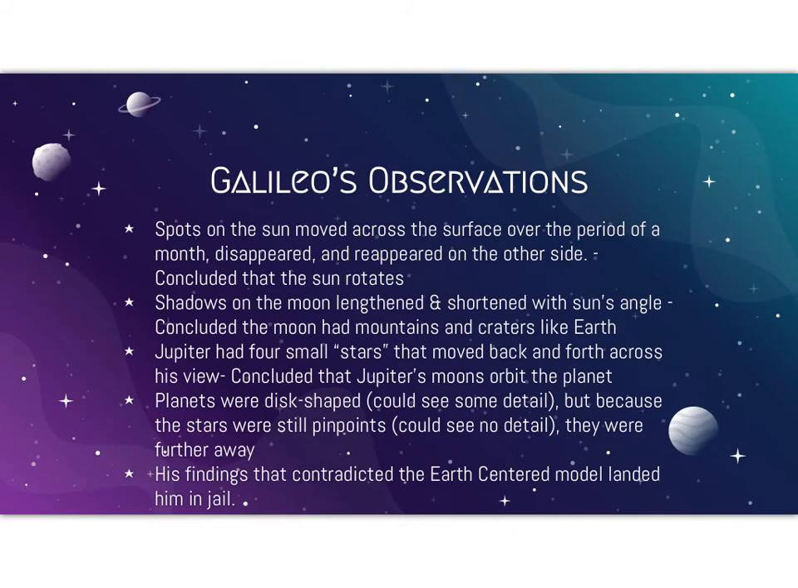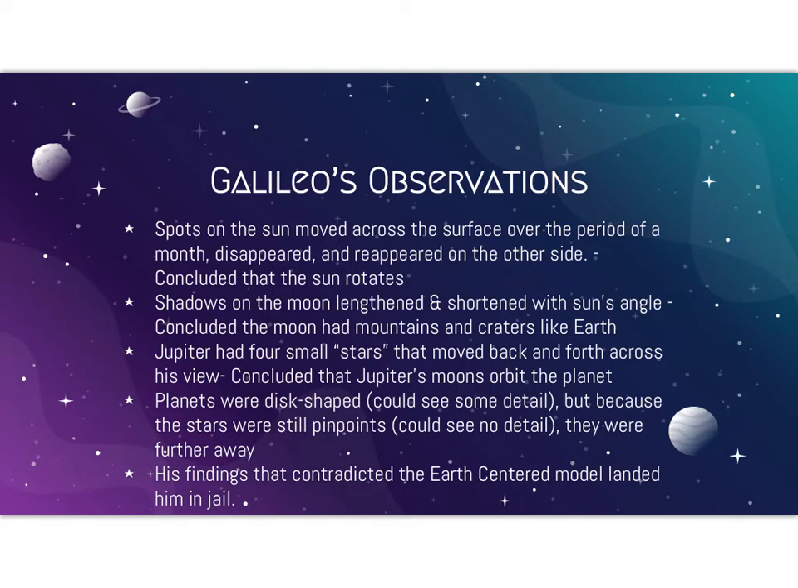So Galileo's observations from turning a telescope from, let's say, Earth, the birds, and looking further in the distance, he turned it out to space. He observed that there were spots on the sun that moved across the surface over a period of the month and then disappeared and reappeared on the other side. He concluded that the sun must be rotating.